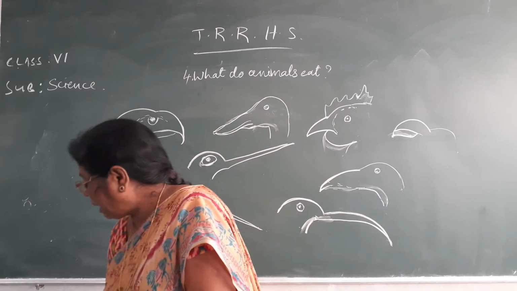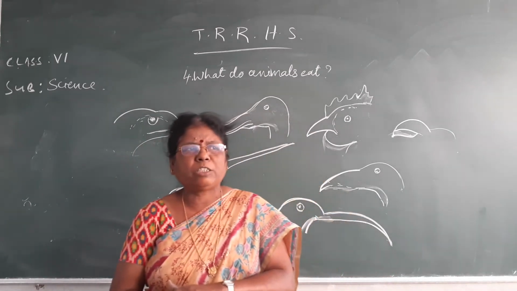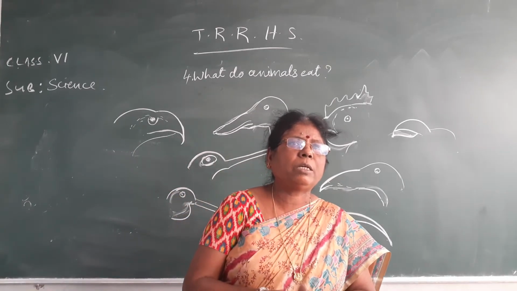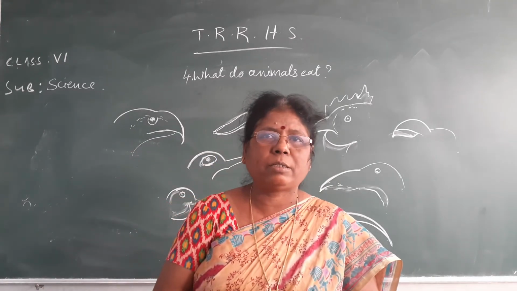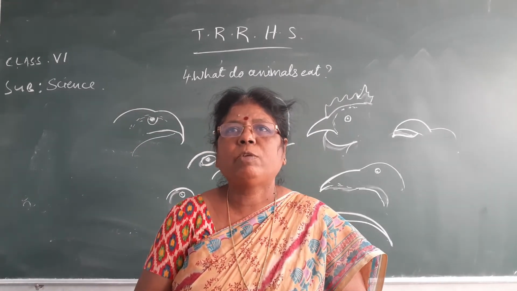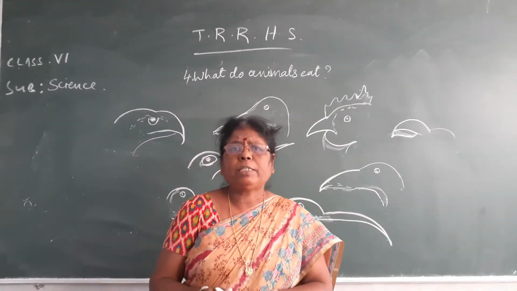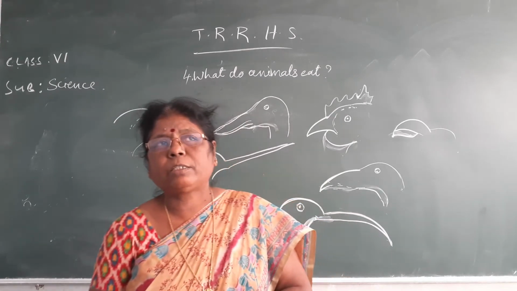Like this, we add the hummingbird also. The hummingbird has a long, pointed, thin beak. It sends this beak into the flower to suck the nectar. Nectar is a sweet juice in the flower, isn't it? So different animals use different body parts to capture and take in food.